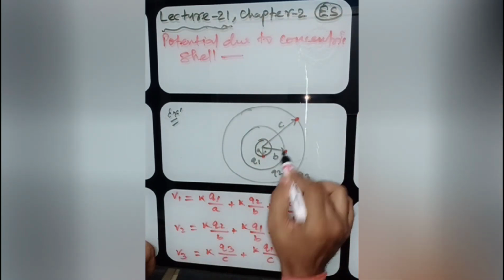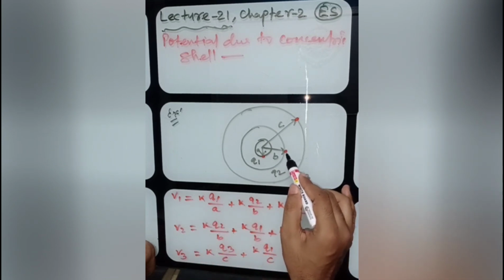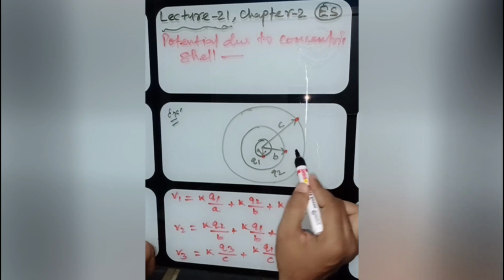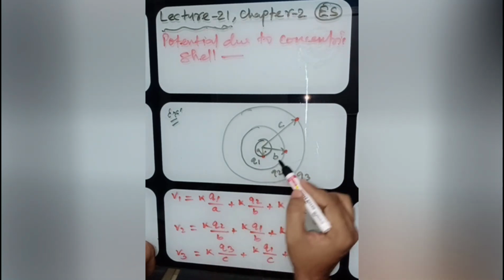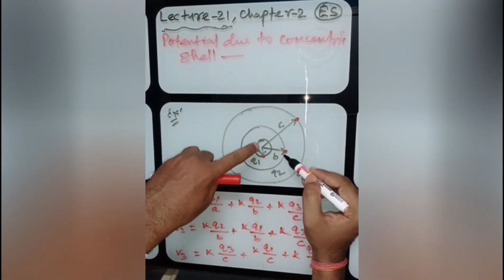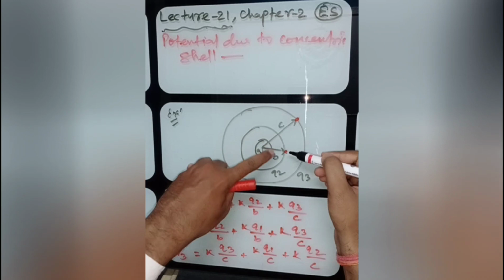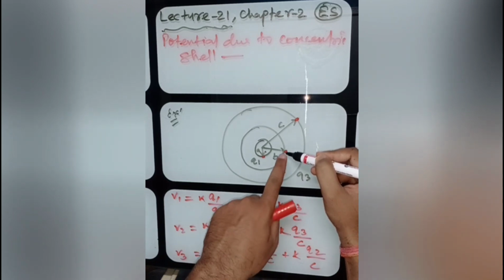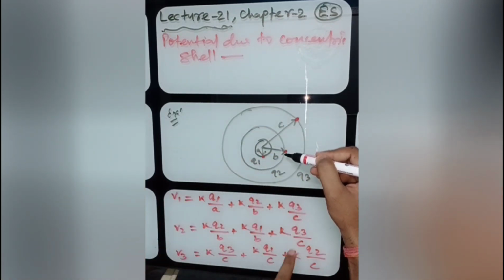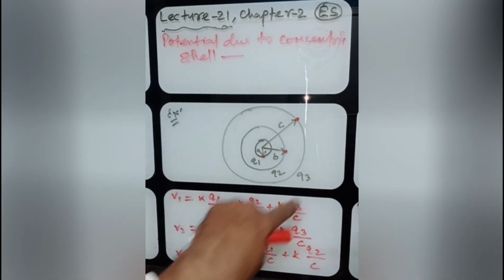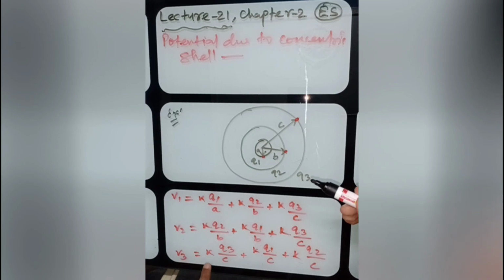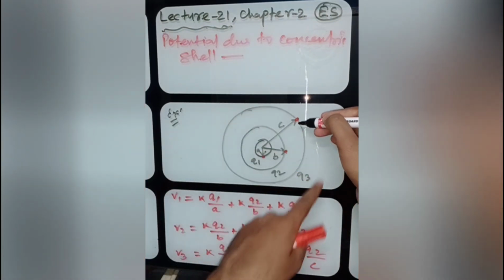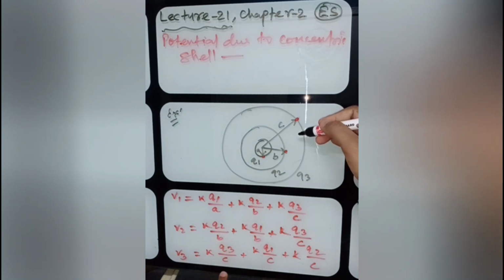Now for the second one, at this point the potential due to this cell itself is K Q2 by B. But the first cell will also maintain some potential at this point, which is B distance away, K Q1 by B. And this point is inside the third cell, so the third cell maintains the potential K Q3 by C. Now at point 3, due to this cell it will be K Q3 by C, but due to the first and second cells there will be potential K Q1 by C and K Q2 by C. So this is the potential.